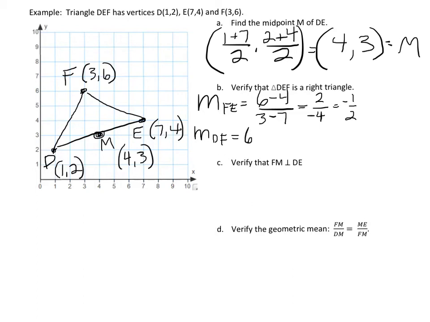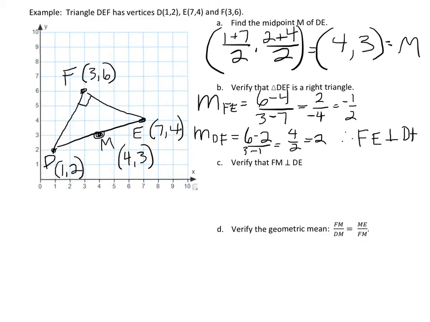Change in Y over change in X: 4 over 2, which is 2. So, since they are opposite reciprocals, I can say that FE is perpendicular to DF, which means that there's a right angle right there, so I know it's a right triangle.